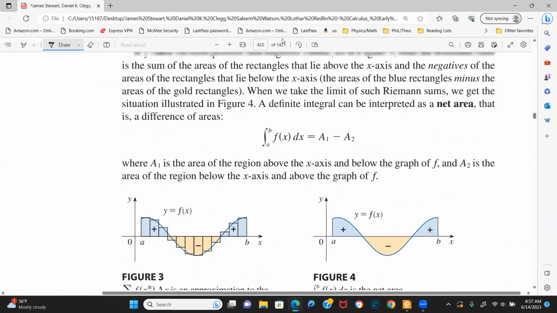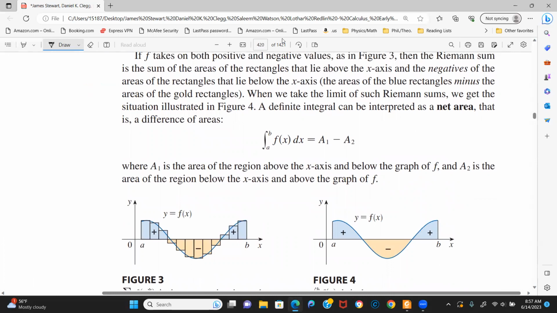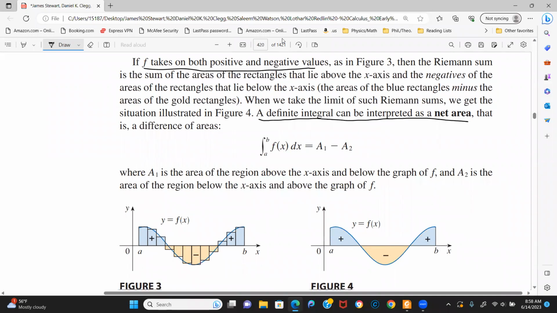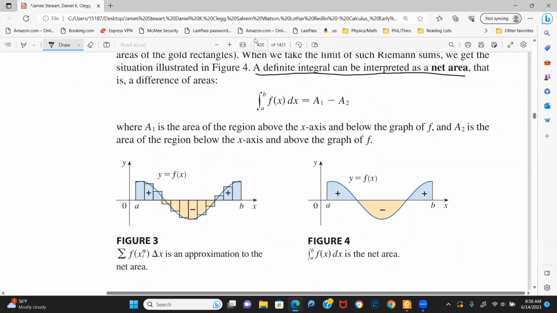All right, but now here's an important point. Most functions can be both positive and negative. So the Riemann sum is not going to give you an area really. It's going to give you a net area, or a signed area. So basically, you have this curve, and now it's allowed to go below the x-axis. So these will have negative areas.